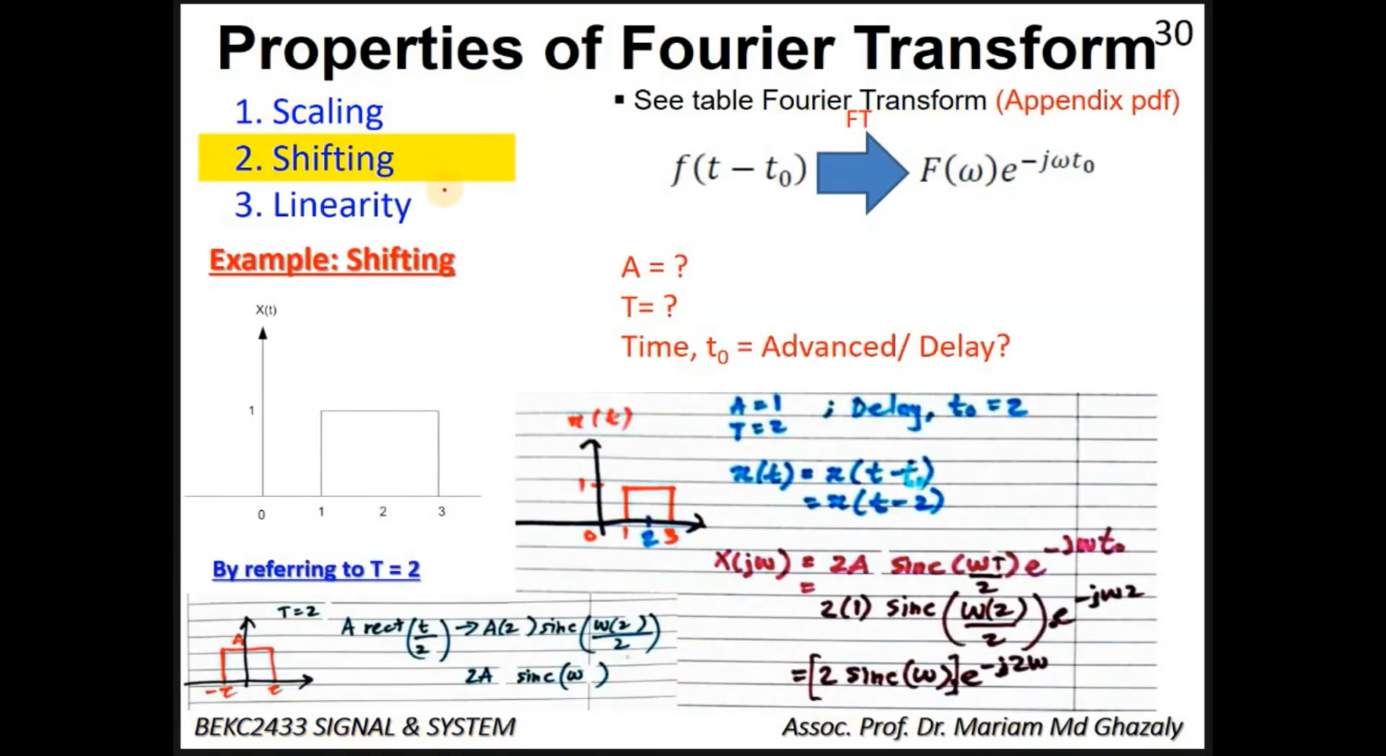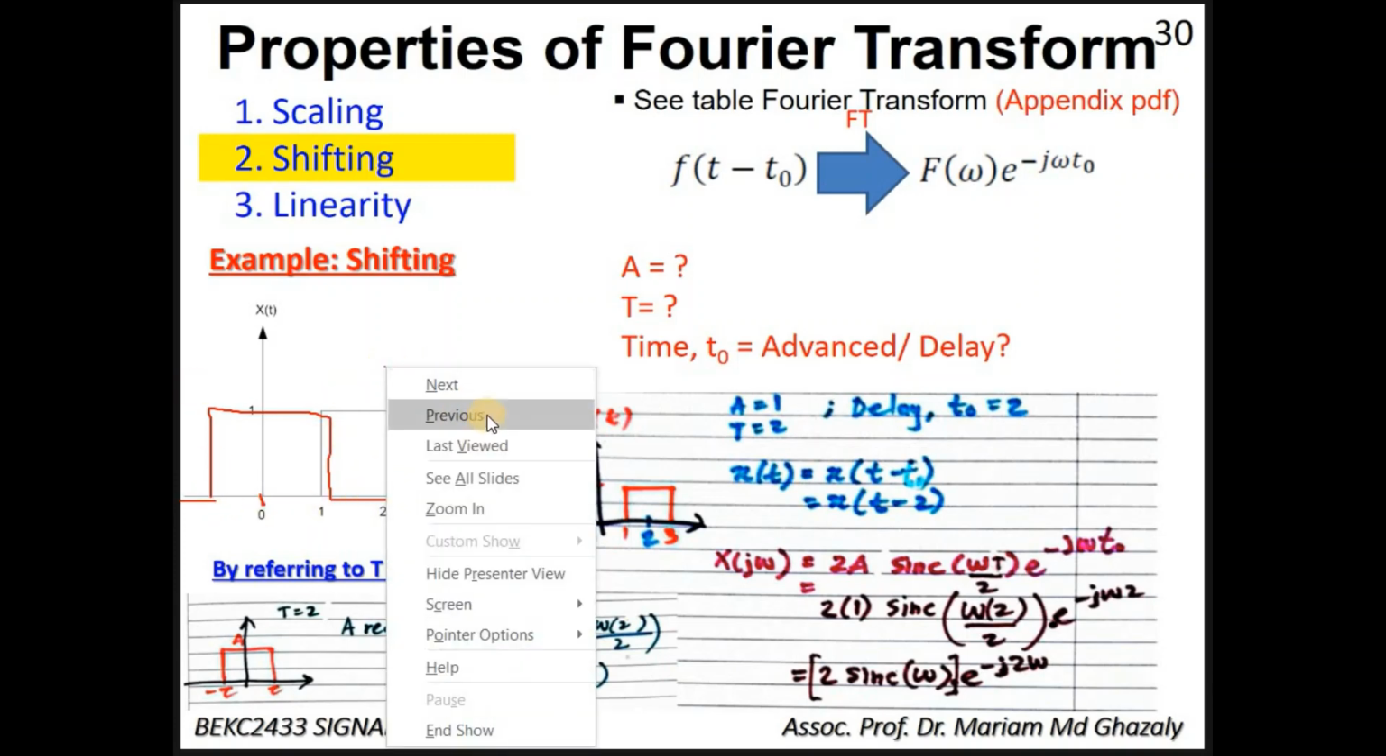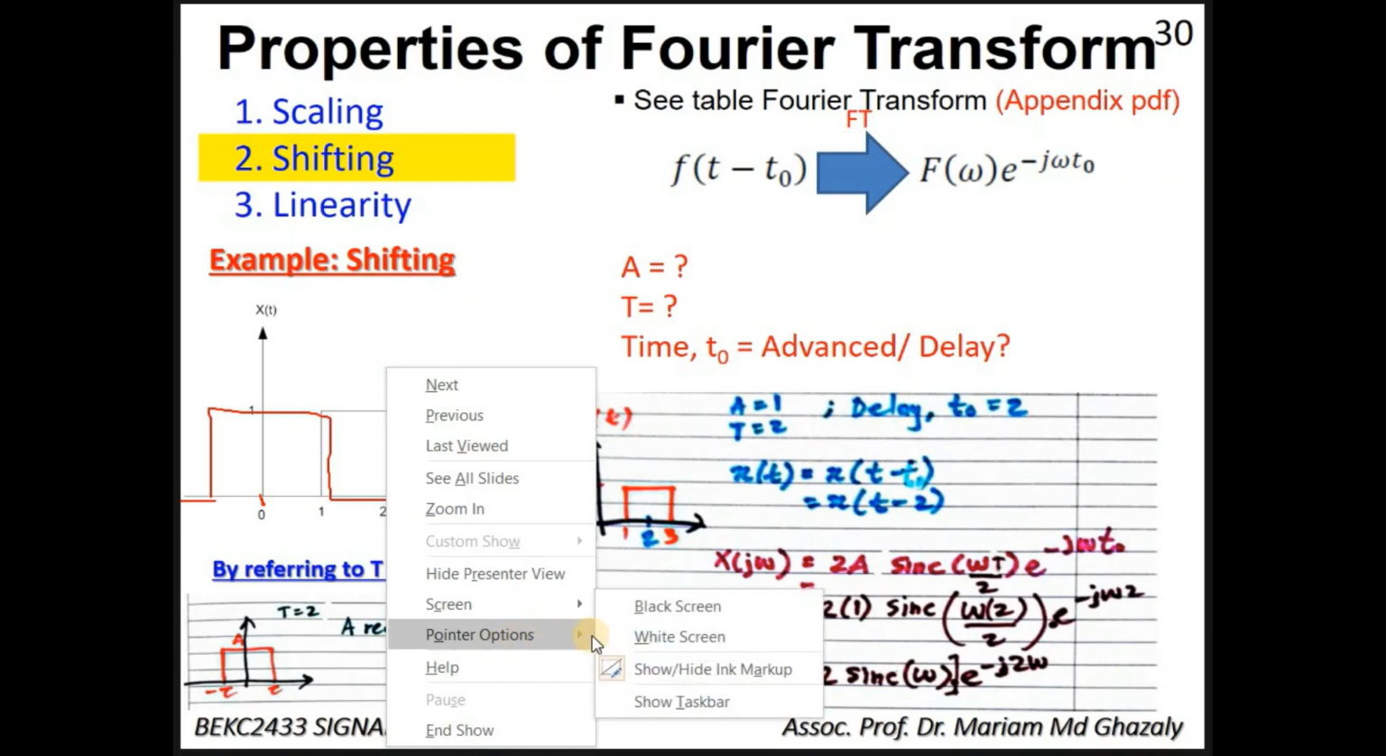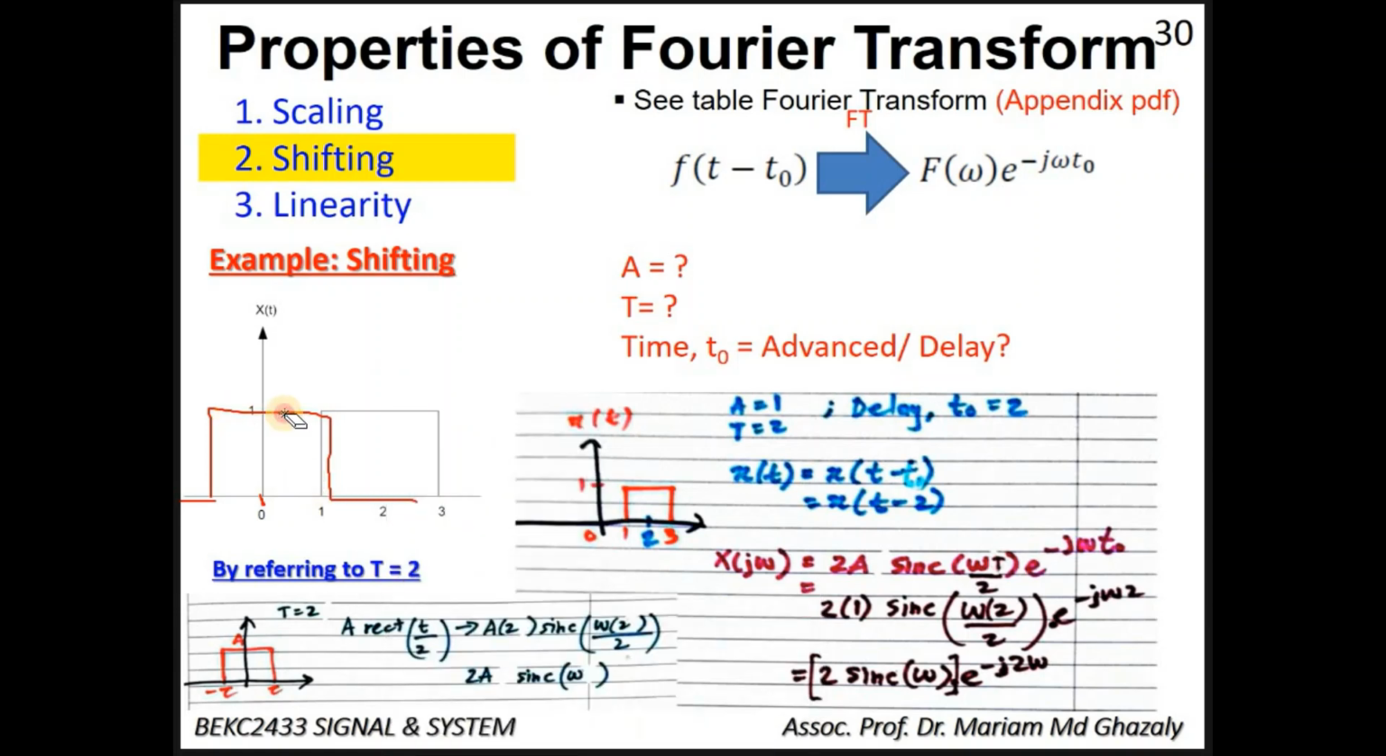So now we're going to go to shifting property. Shifting property is when you have a signal. Normal signal is that you have the signal like this, it's being centered at the 0 point. Right now you have the rectangular signal being shifted to the right side, which is delayed by 2.